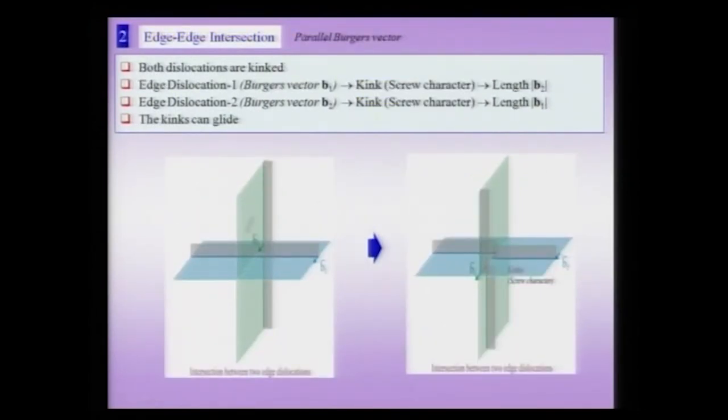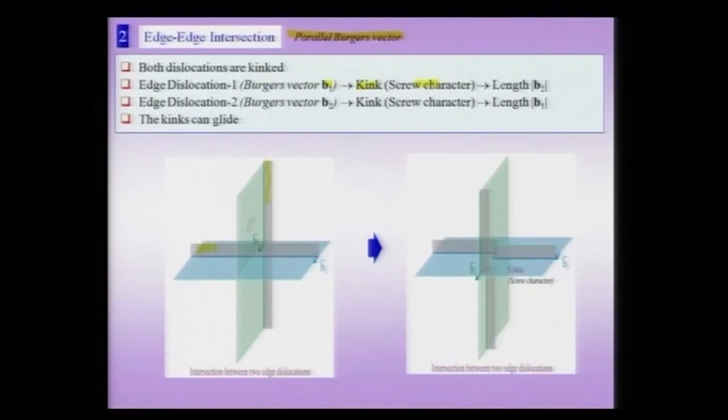If you have two edge dislocations interacting, but with parallel Burgers vectors, in this case you can see that there is one green dislocation, and as usual the extra half plane is marked in grey, and the blue dislocation. You can see that both the dislocations get kinked. So, the edge dislocation 1, which originally had a Burgers vector B1, has a kink in it of screw character.